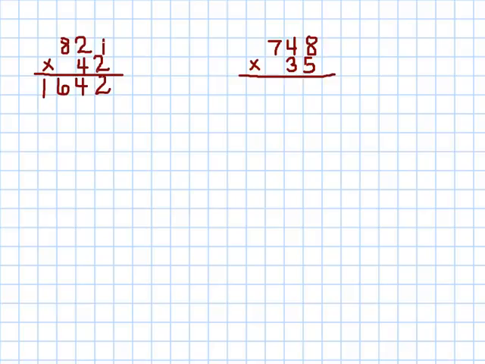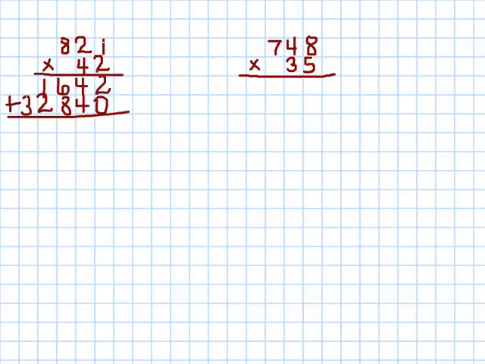But remember, that's not a 4, it's actually a 40. So I'm going to put my 0 down that indicates that I'm now in the tens place. That's a 40. And I'm going to multiply 4 times 1 and get 4, and 4 times 2 and get 8, and 4 times 8 and get 32. And now I need to add my partial products together.